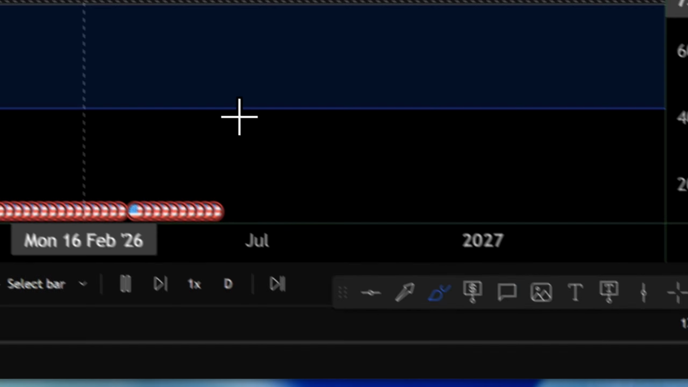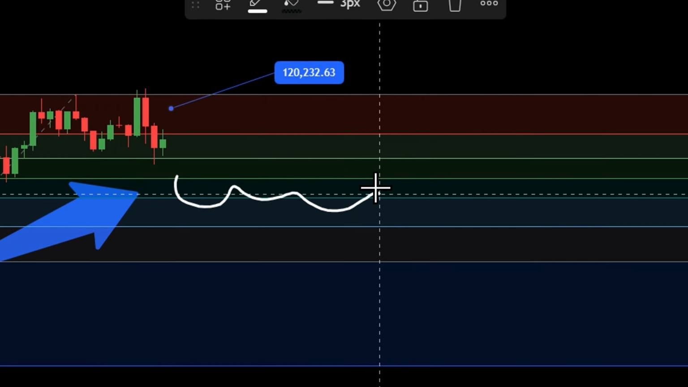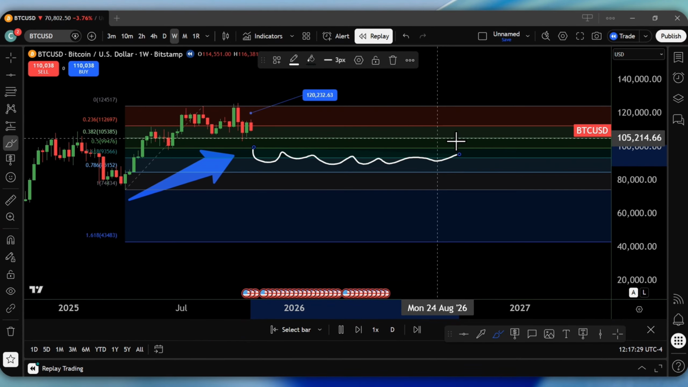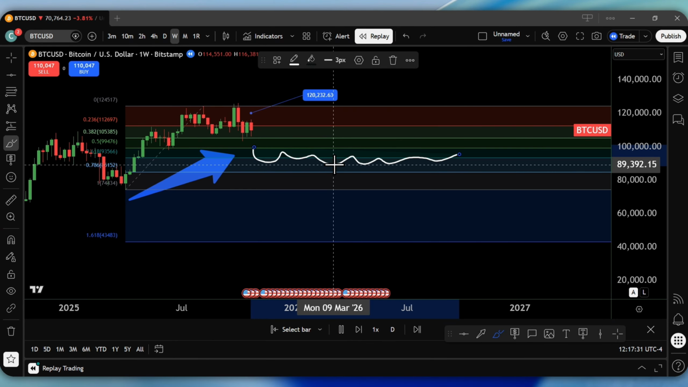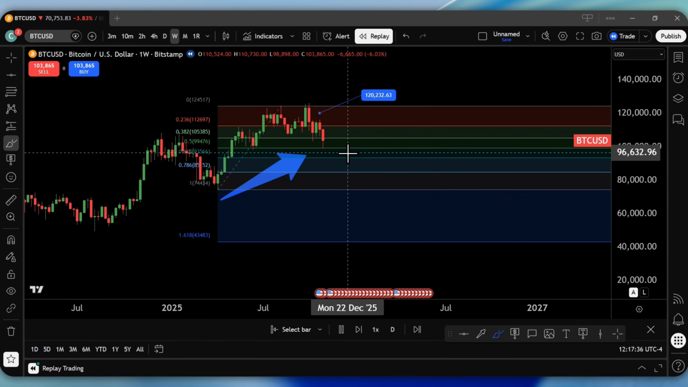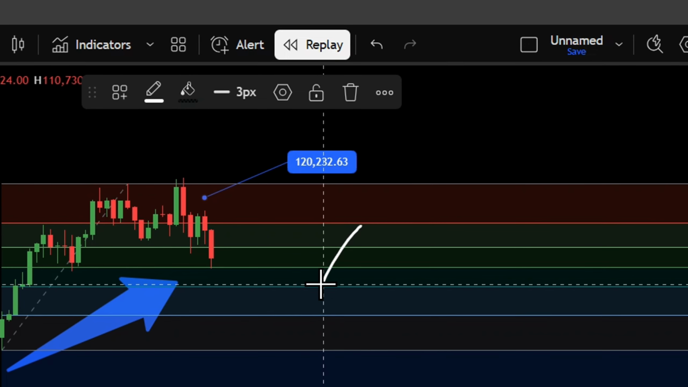This is one of the biggest advantages of using the automated version. You don't have to constantly redraw your analysis. The tool does the work for you. As new price action develops, the levels remain current. For active traders, this can save a surprising amount of time.